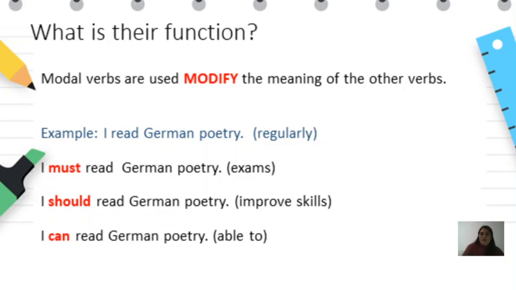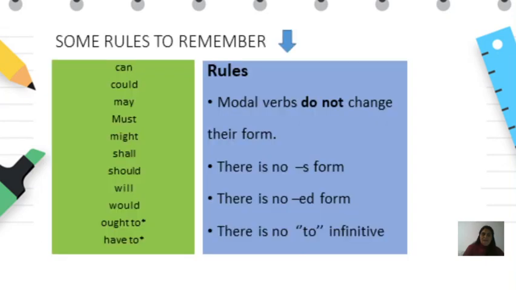But if you say, I must read German poetry, this is totally different. I must read German poetry, let's say, for exams. I should read German poetry. Why? To improve skills. And the last statement, I can read German poetry, I'm able to do it. But if I read German poetry on a regular basis or not, that's another story. You see how these modal verbs change the meaning of the verb read.